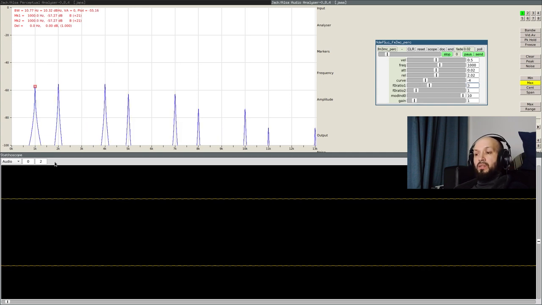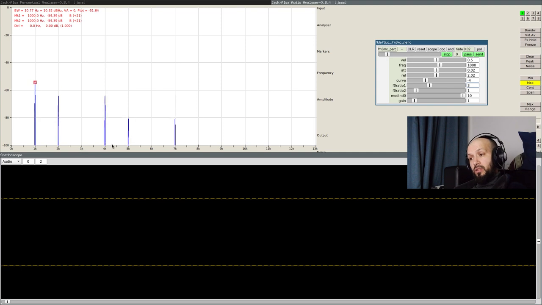Let's take 3 to 1. The 3 to 1 gives us the spectrum where we have the fundamental, second harmonic, then the third one is omitted, then again 2 harmonics, then the next is omitted, 2 harmonics, the next is omitted. Let's have 4 to 1.